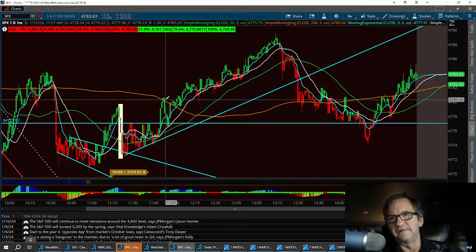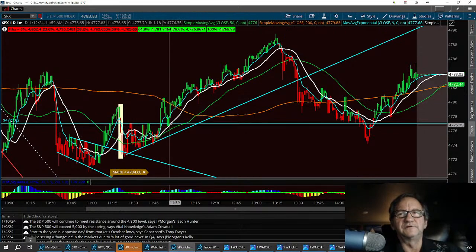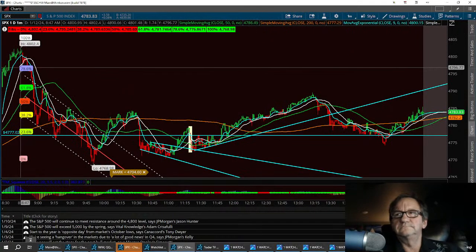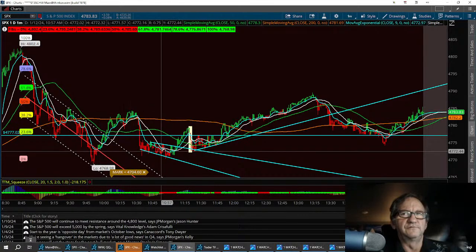I got out at the 200. I made a big mistake. We did pull back, and I took my eye off the ball. So we had 2 or 3 different good trades out of this.